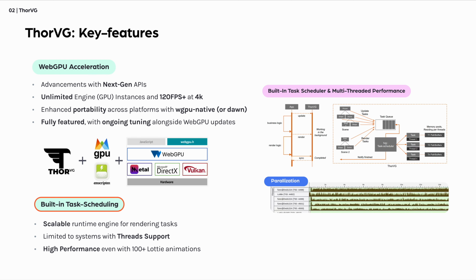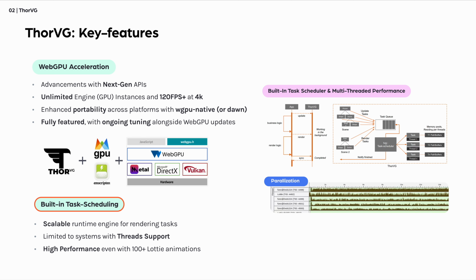Another special feature is that ThorVG has built-in multi-threading and a task scheduler, which enables fine-grained parallel processing to boost the scene building and rendering performance. For example, when you enable this feature with 4 threads, you might gain twice the speed. However, this requires a system that supports threading, and unfortunately, it's not available yet in a web environment due to web threading security constraints. We hope that changes soon.